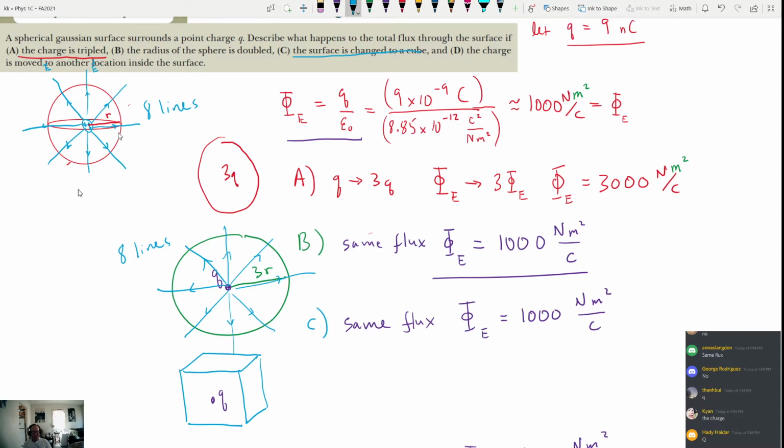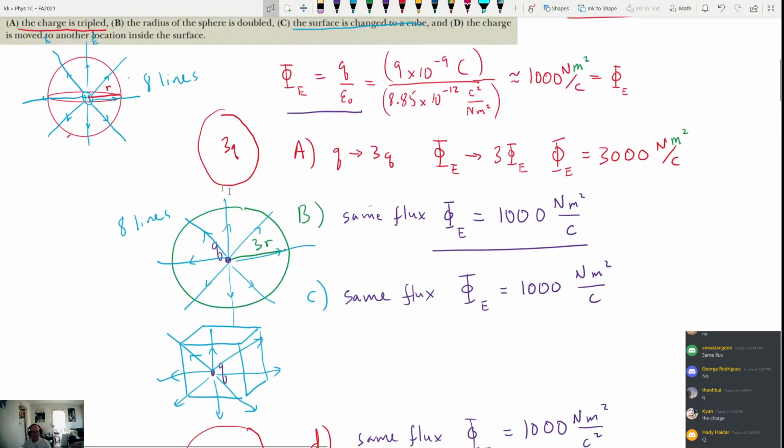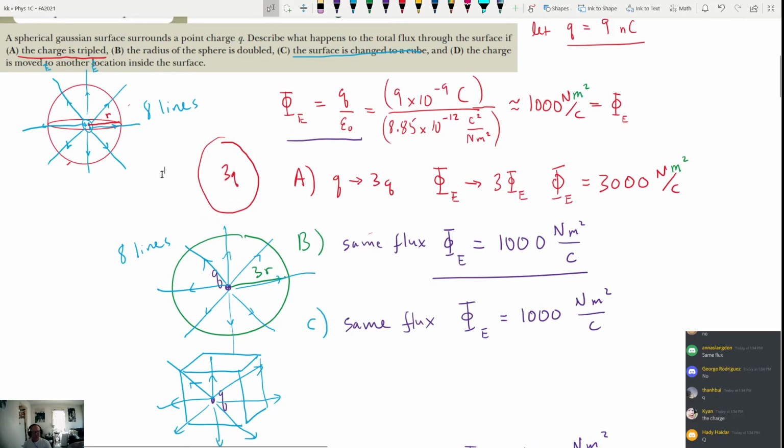If the number of lines doesn't change, the flux also doesn't change, right? So that's why, when you have this surface, you could still have the exact same number of lines. Now, what about the 3Q, though? It's the only one that was different. What am I supposed to do with my electric field lines when I have triple the charge? What does that mean is going to have to happen to the number of lines that I draw coming out of the surface? I have to draw 3 times as many lines, right?